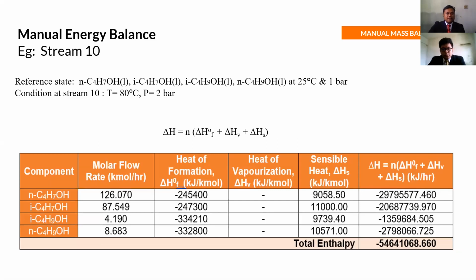Next, this is the example for manual energy balance at stream 10. Our reference state for N-butylaldehyde, isobutylaldehyde, isobutanol, and butanol is the liquid phase at 25 degrees C, 1 bar. The condition at stream 10 is 3 degrees C, 2 bar. To calculate the enthalpy, the molar flow rate times the heat of formation, plus the heat of vaporization, plus the sensible heat.